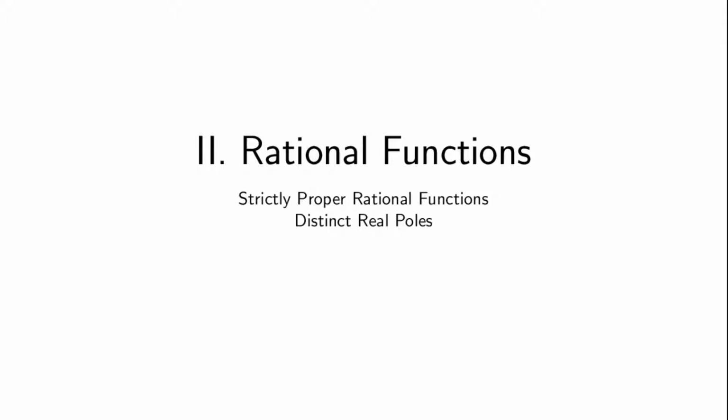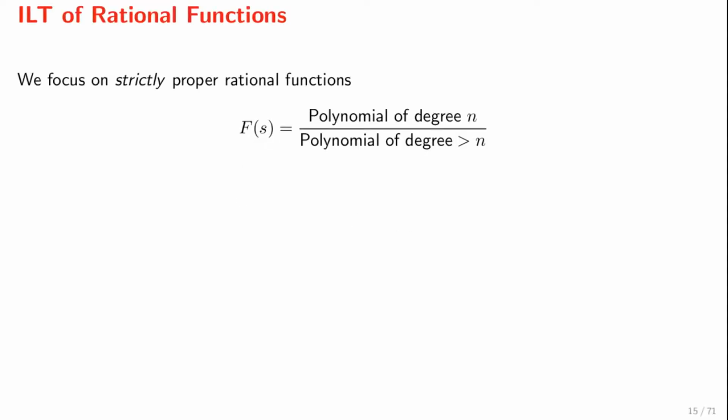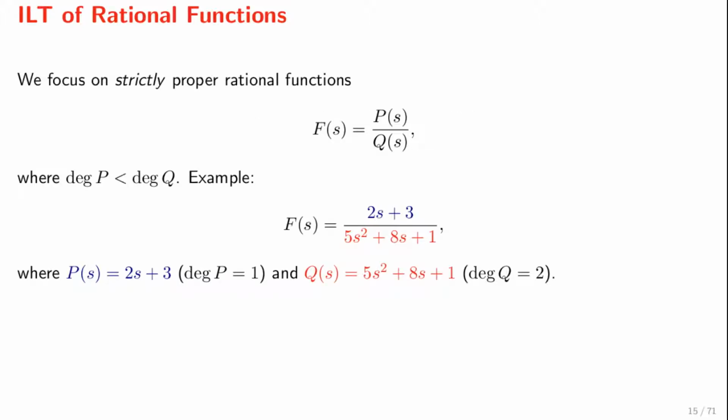Let's now see how we can determine the inverse Laplace transform of some more general rational functions. We focus on strictly proper rational functions. A rational function, first of all, is a polynomial divided by another polynomial. We say that a rational function is strictly proper if its denominator has a degree larger than that of its numerator. For example, (2s + 3)/(5s² + 8s + 1) is a strictly proper rational function.